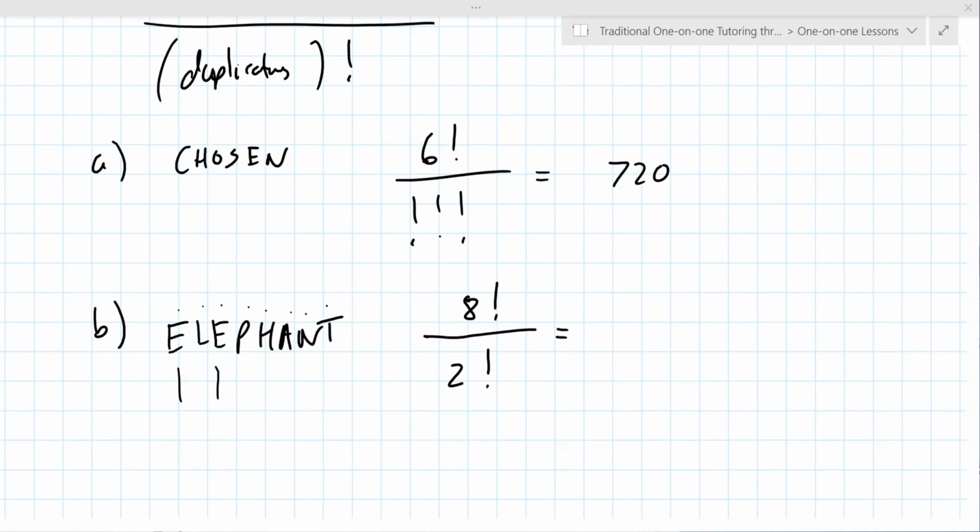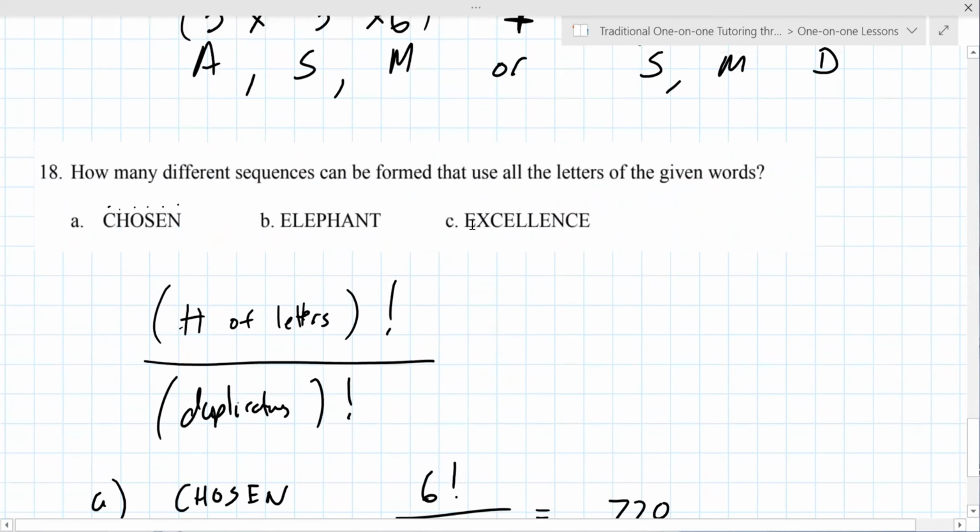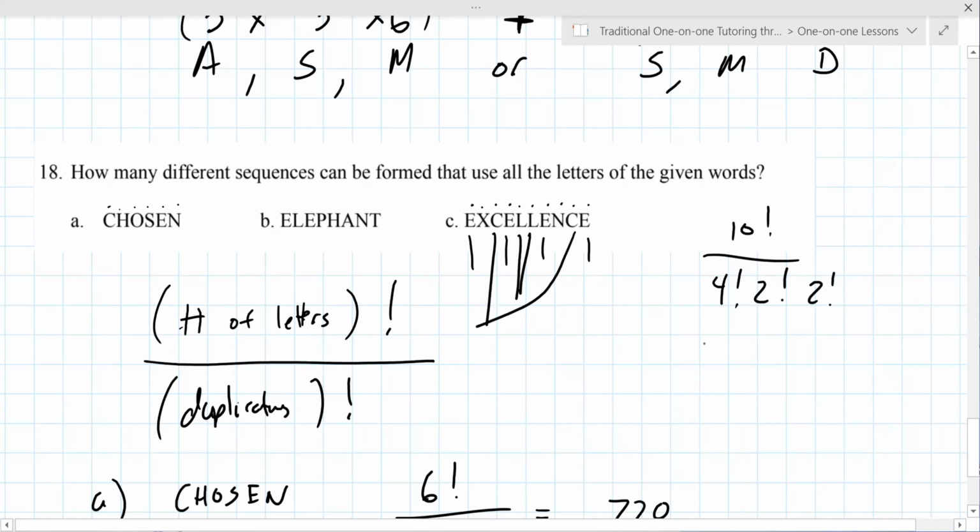So this ends up being 20,160. The last one is excellence. So this has 1, 2, 3, 4, 5, 6, 7, 8, 9, 10, 10 factorial over. E's duplicated 4 times, so that's a 4 factorial. L is duplicated, so that's a 2 factorial. And C is duplicated again, that's 2 factorial. So that's for the E's, that's for the L's, and that's for the C's.